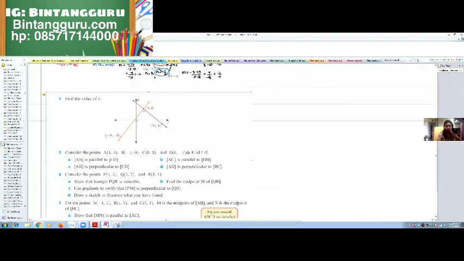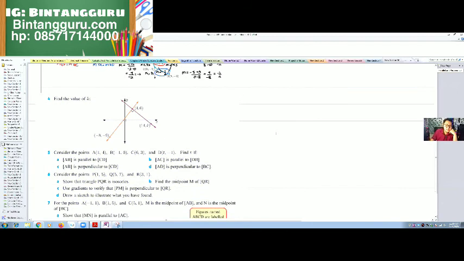Number 4. So we have to find the value of the k. So this k is perpendicular from the orange one. So basically we have to find the gradient of this line. So we find this is x1 y1, this is x2 y2, right? So m equal to 6 plus 9 over 4 plus 8. So this is 15 over 12. So this is going up.